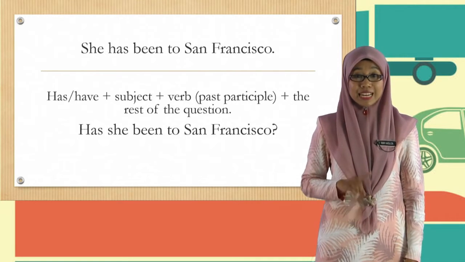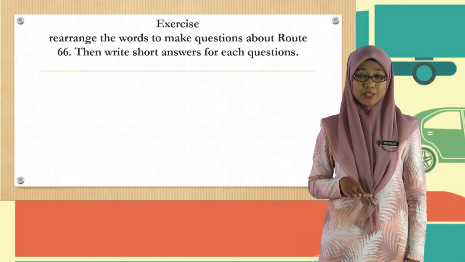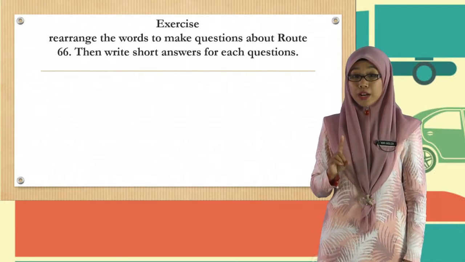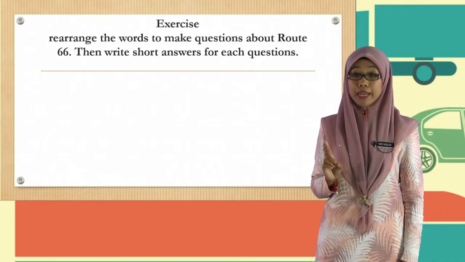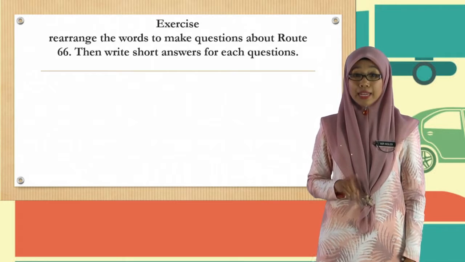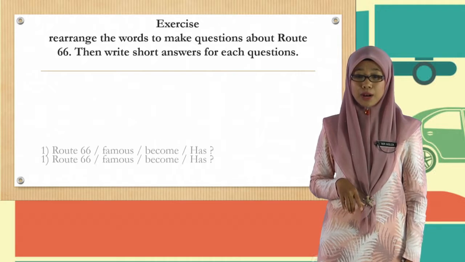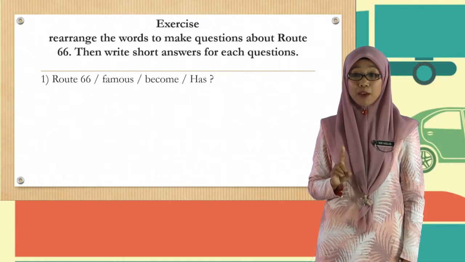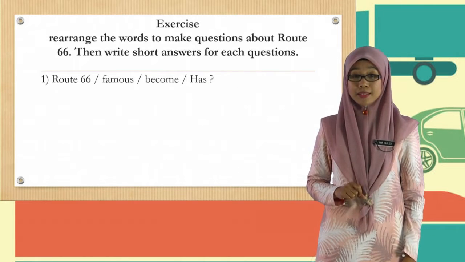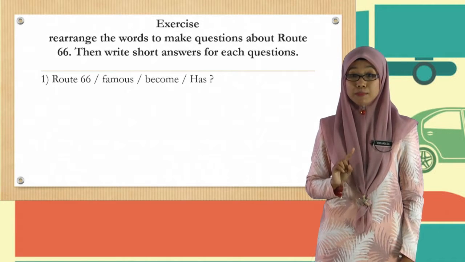Okay, now let's try to do this exercise together. Firstly, you have to read the instruction. Rearrange the words to make question about Route 66 and then write answers for each question. For question number 1, we have Route 66, famous, become, and has with question mark.